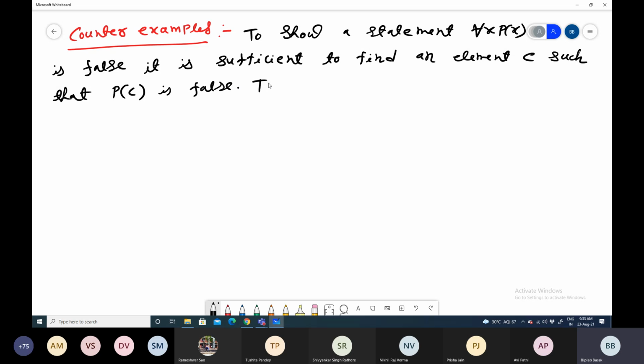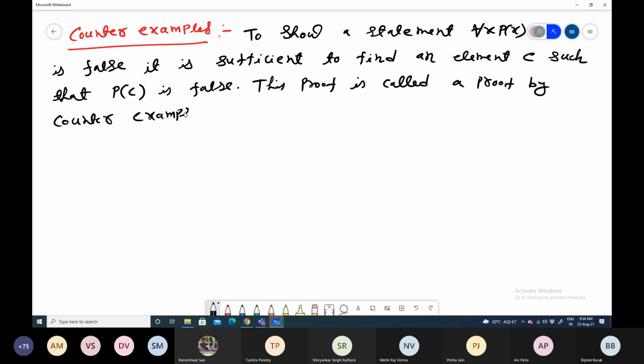Now this kind of proof is called a proof by counter example. Let's see one example to understand it. I am giving very simple examples because the main focus is not the examples. The main focus is to understand the types of proof.